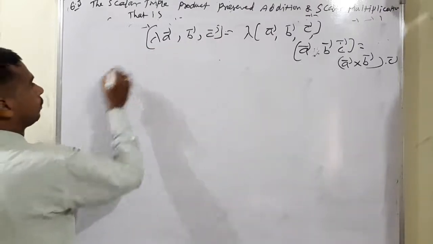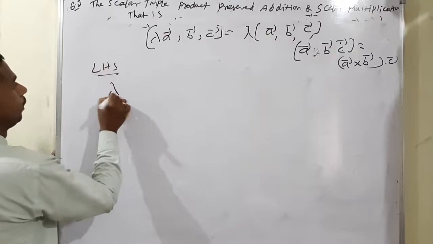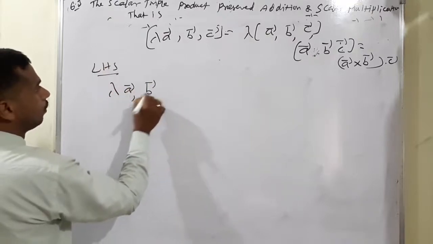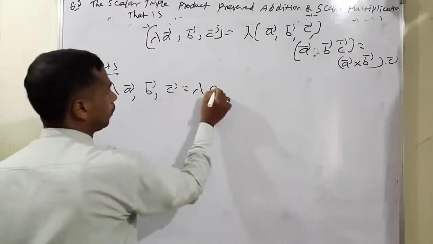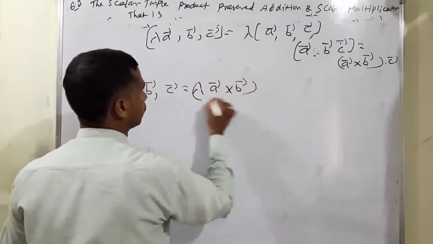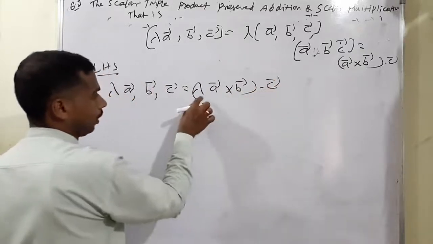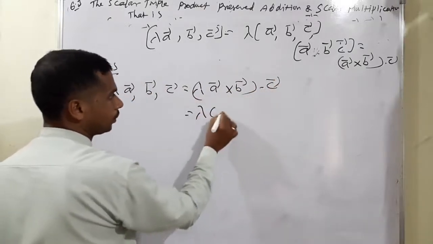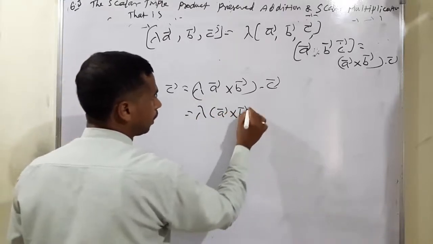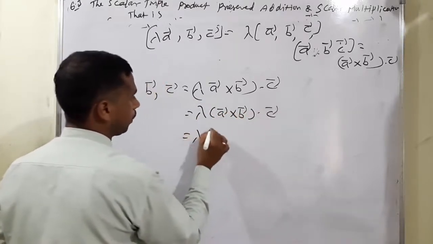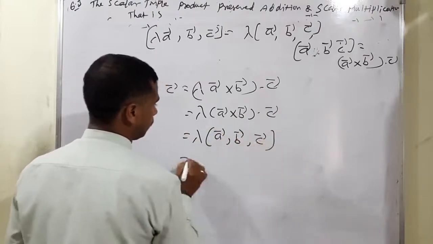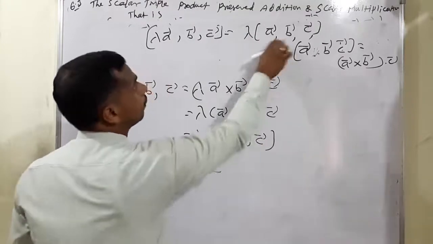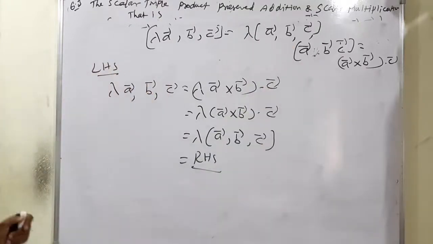So I will consider the LHS. Lambda A vector, B vector, C vector is equal to lambda A vector cross B vector dot C vector. According to the condition, taking lambda common outside, we can write lambda times A vector, B vector, C vector. This is our RHS: lambda into A vector, B vector, C vector.